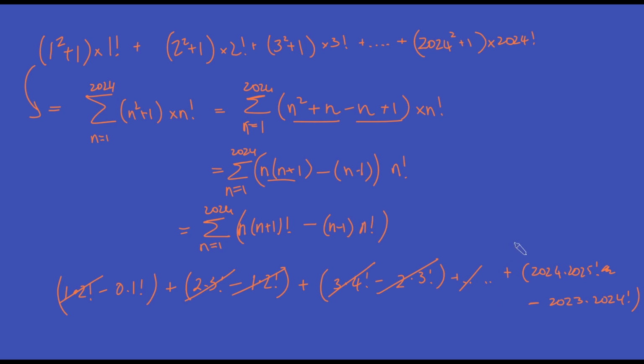In the penultimate bracket, the one second to last here, we'd have a positive 2023 times 2024 factorial, and then we're subtracting it off here. And so all we're left with in the end is 2024 times 2025 factorial minus 0 times 1 factorial, but 0 times anything is 0. And so that there is our answer. A pretty neat sum and a pretty nice way to evaluate this.